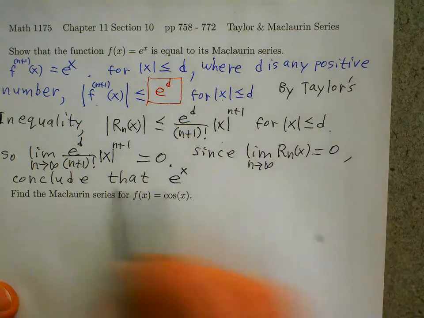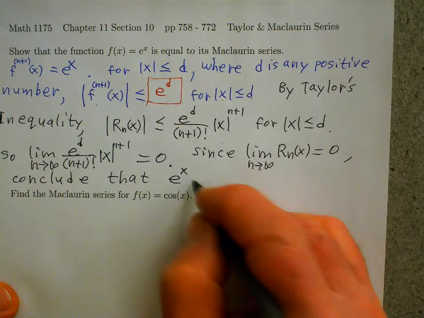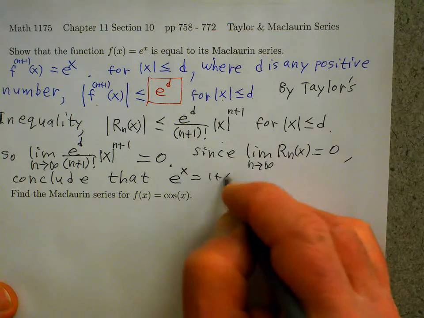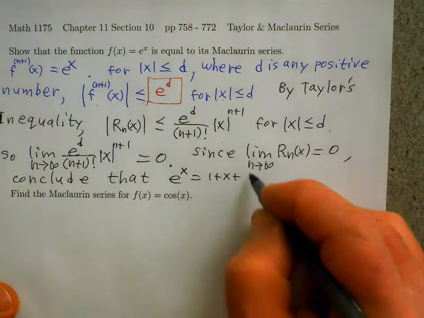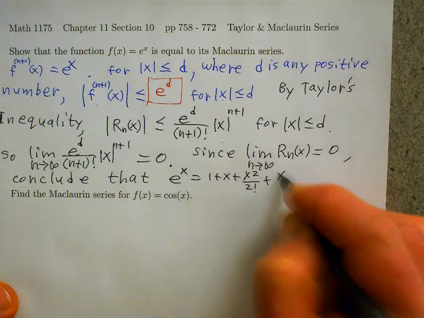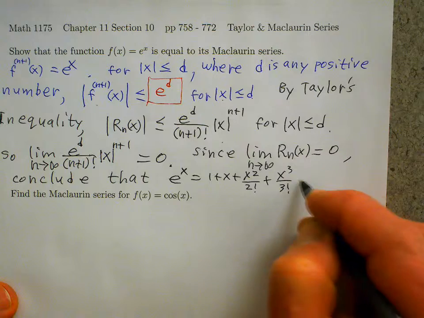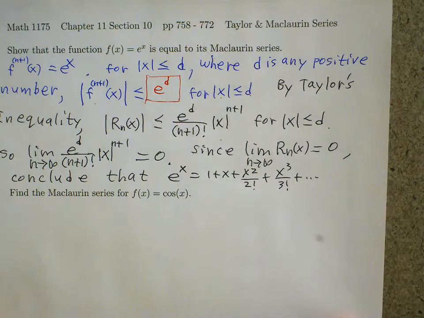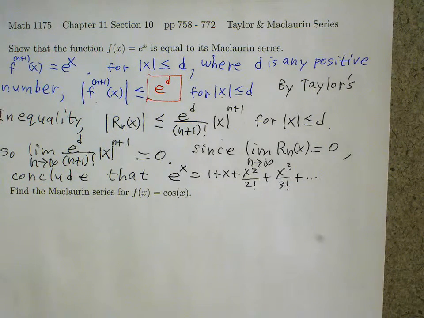So we can write it out. Conclude that e to the x is equal to 1 plus x squared over 2 factorial plus x to the third over 3 factorial, and so on. It's equal to its Maclaurin series.